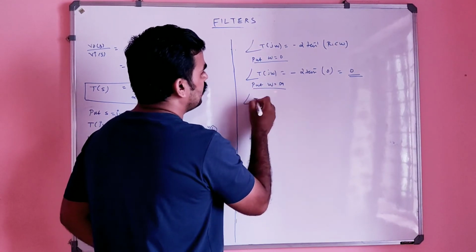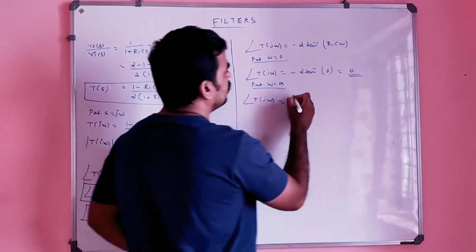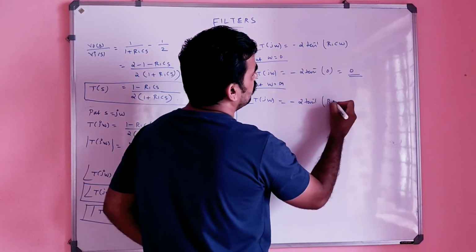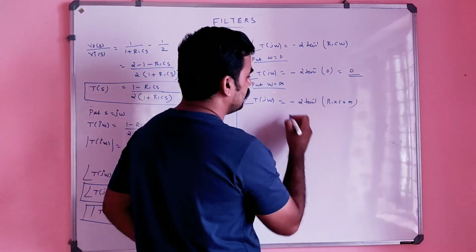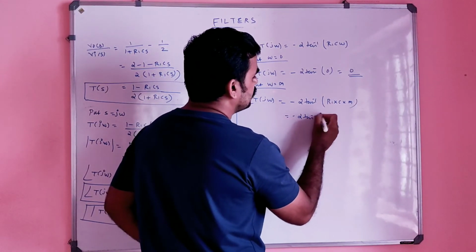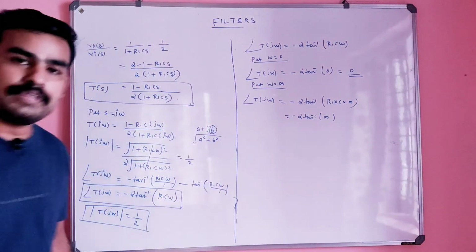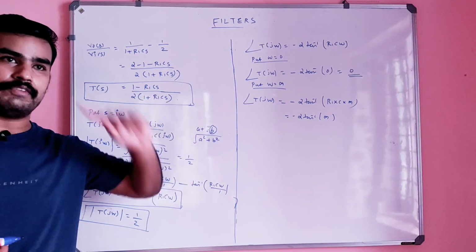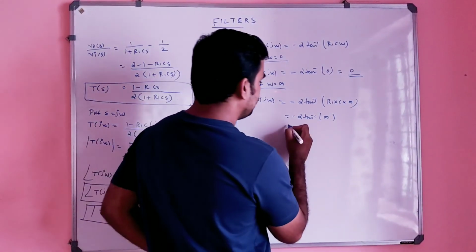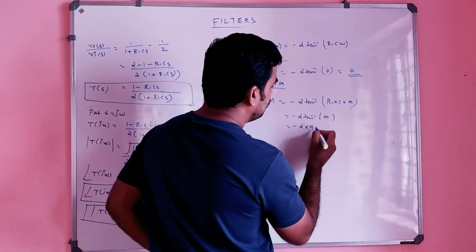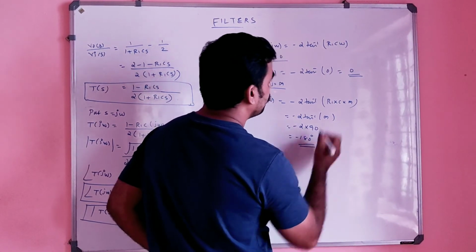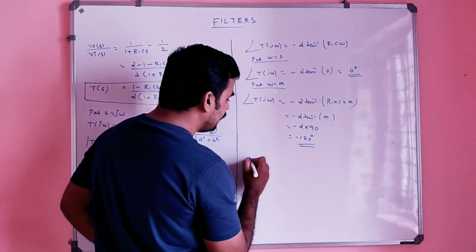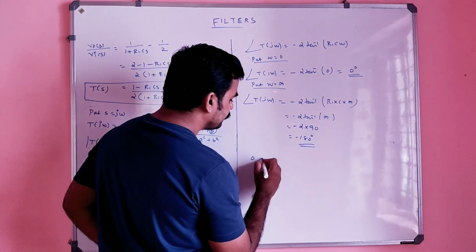And put omega equal to infinity. What is that? Angle of T of j omega will be equal to minus 2 tan inverse R1 into C into infinity. That means minus 2 tan inverse infinity. What is tan inverse infinity? It is 90, right? Sin 90 by cos 90, 1 by 0 becomes infinity. So we can say minus 2 into 90, or minus 180 degree.